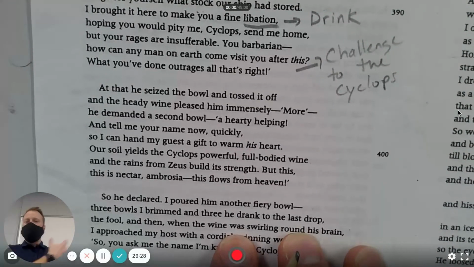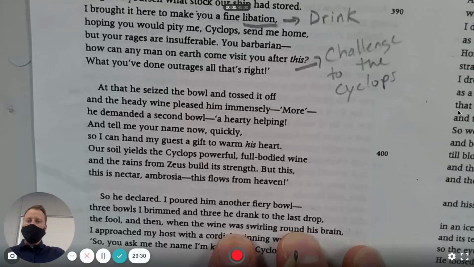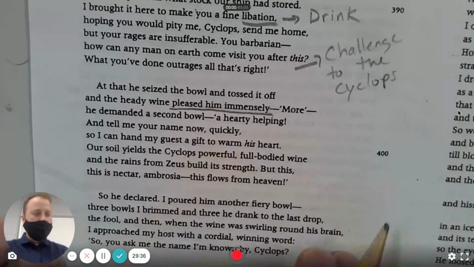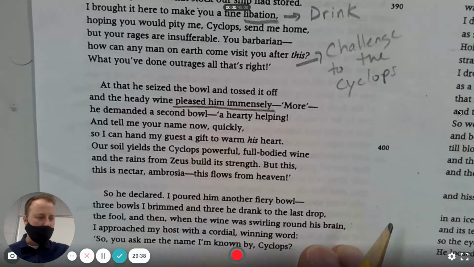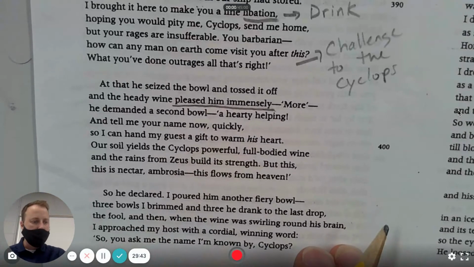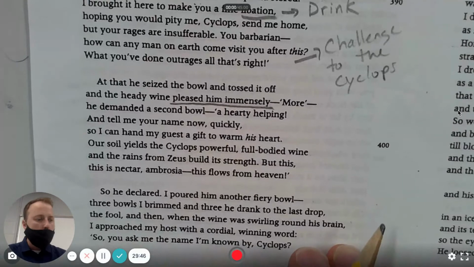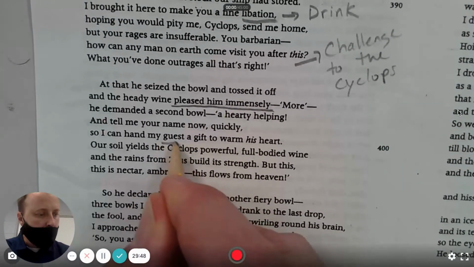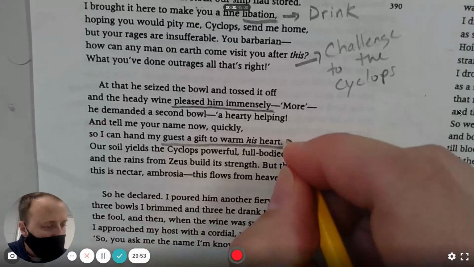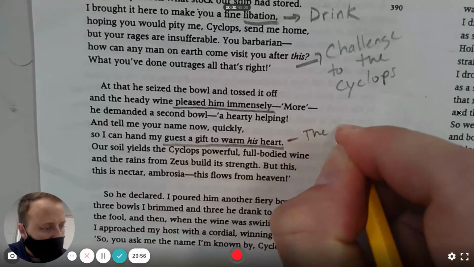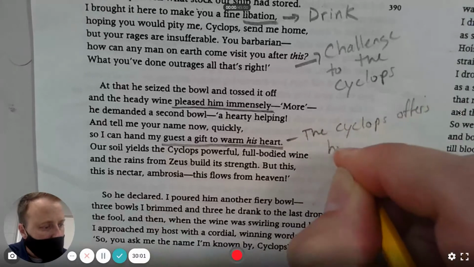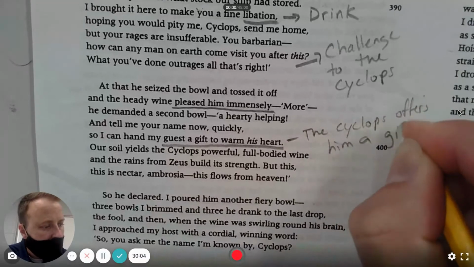At that, he seized the bowl and tossed it off, and the heady wine pleased him immensely. So he drank the wine. It pleased him immensely. He said, more. He demanded a second bowl, a hearty helping. And tell me your name now, quickly, so I can hand my guest a gift to warm his heart. So he says, what's your name, Odysseus? Because I want to give you a gift. The Cyclops offers him a gift.